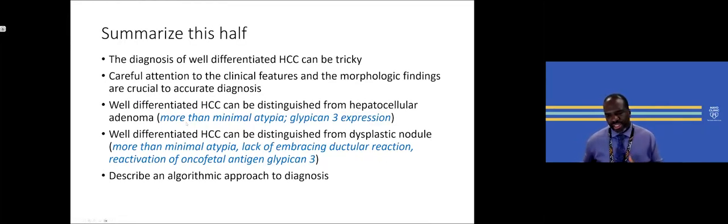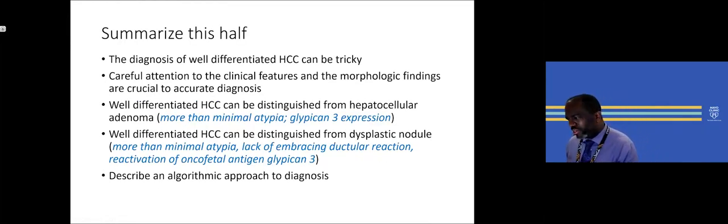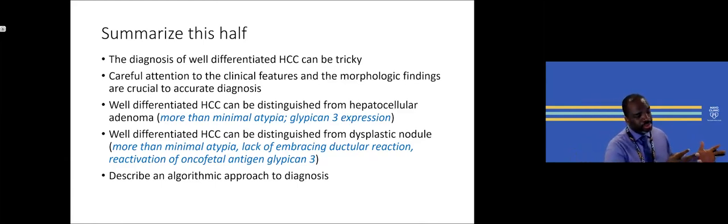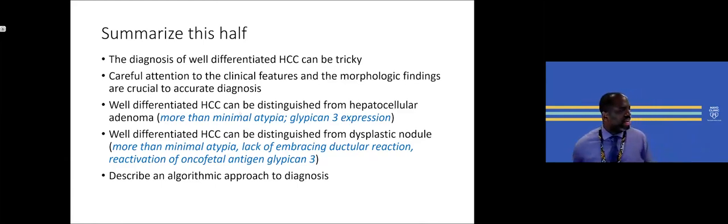So to kind of summarize this portion, which is how do you make the diagnosis of HCC, where you're thinking about these benign mimickers, I think you need to carefully attend to the clinical features and morphologic findings, with well-differentiated HCC being distinguishable from its benign mimics because of having more than minimal atypia.